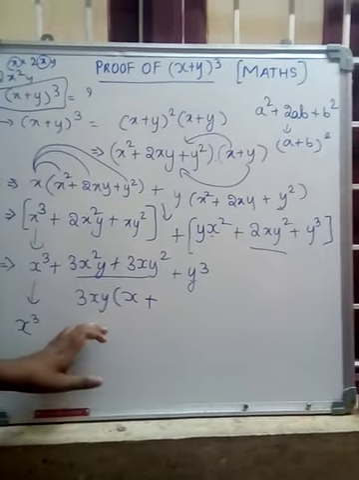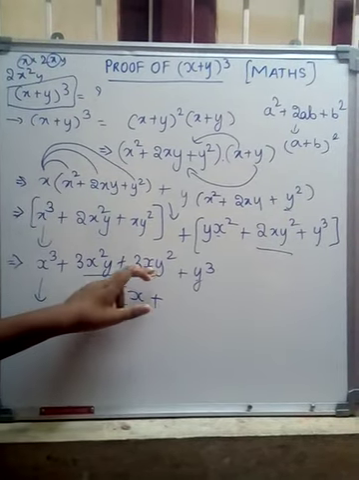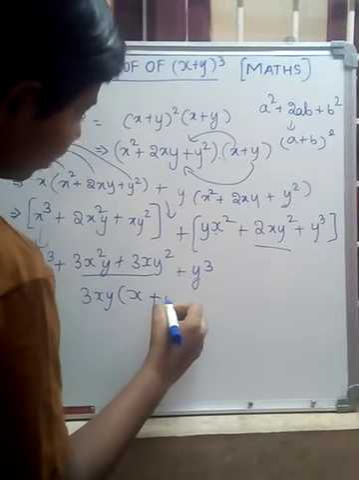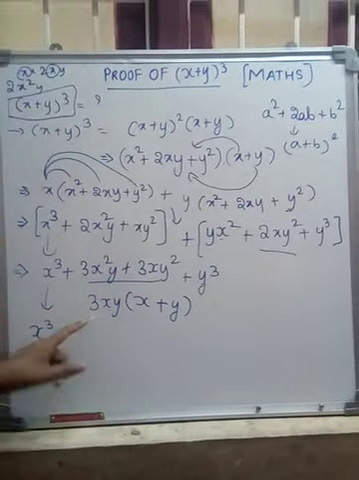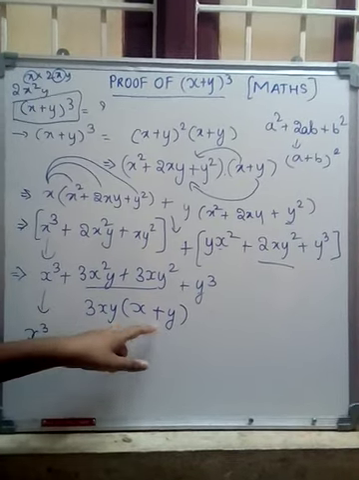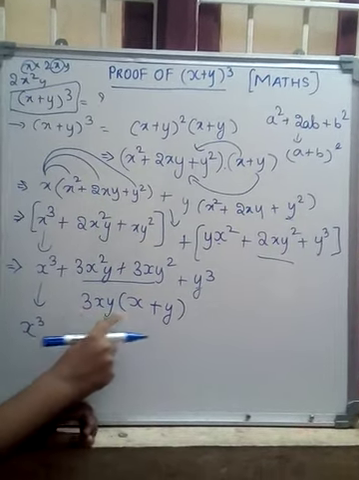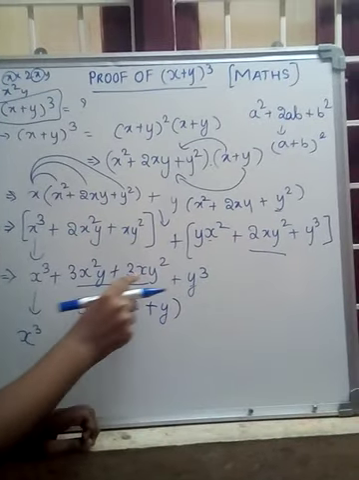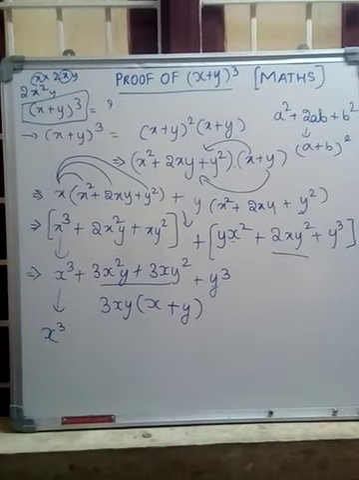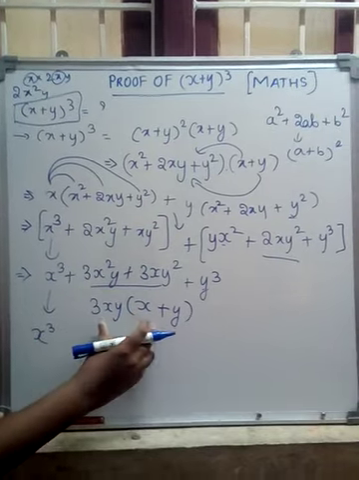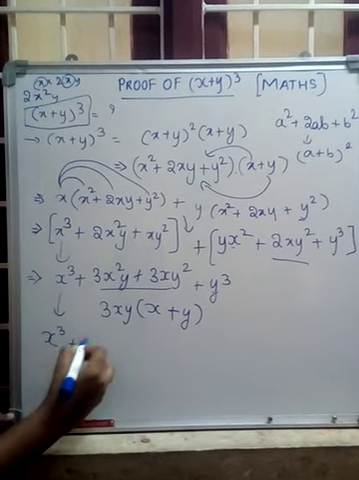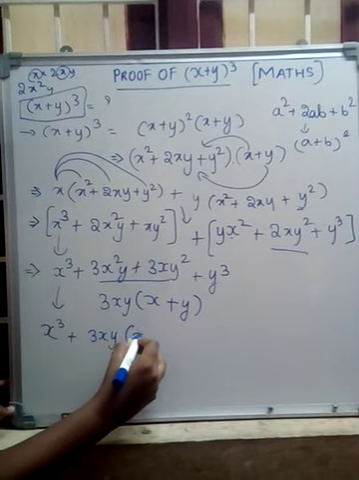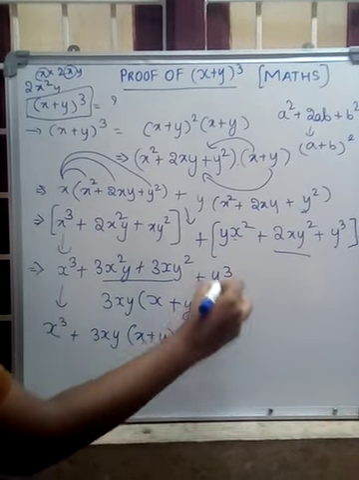Now for the second one, 3x is there, satisfied. Here only 1 y. Here 2 y's. More 1 y we need to multiply. So write y here, x plus y. 3xy into x plus y. 3xy into x, 3x square y, plus y is there. 3xy into y square. Yeah, we got this. Now we have to write same as it is here: x cube plus 3xy into x plus y plus y cube.